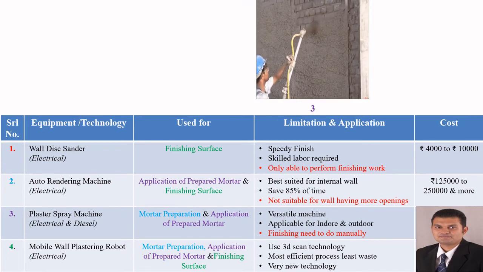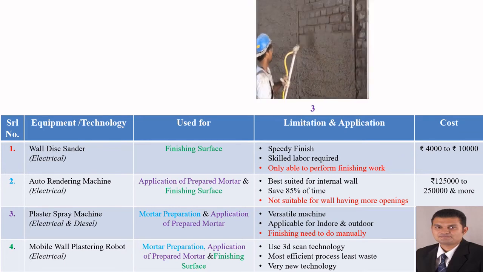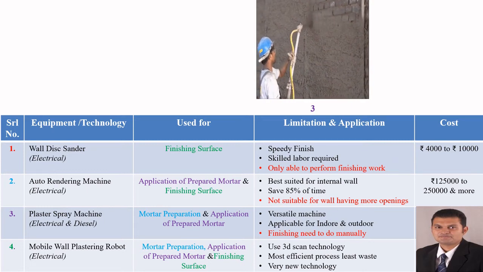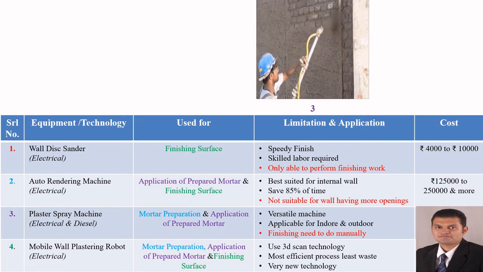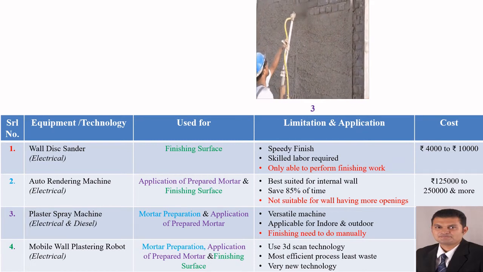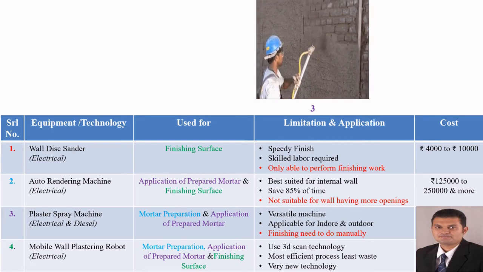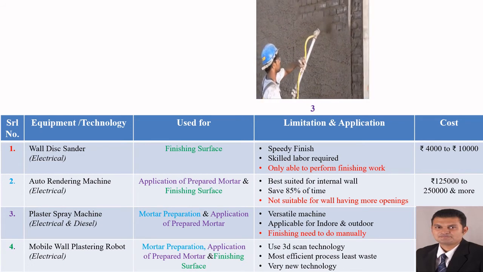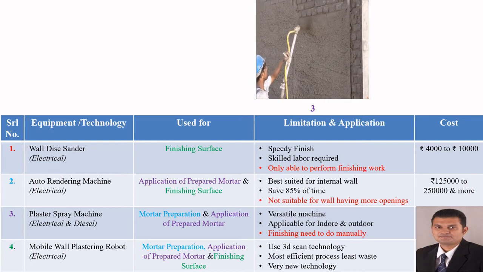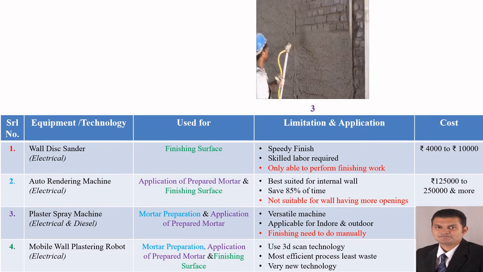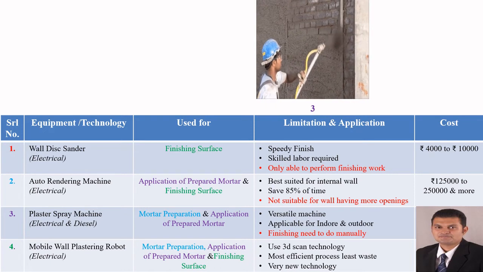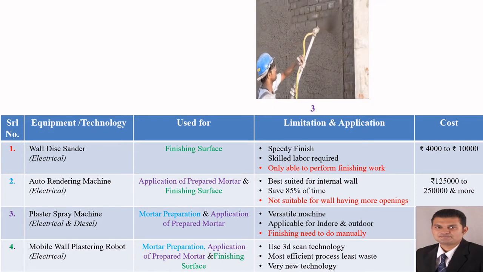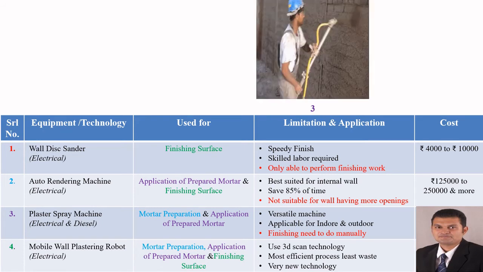The third technology is the plaster spray machine. This is a very versatile machine. It can easily be used for mortar preparation and application of the prepared mortar. It is versatile for indoor and even external plastering work. But the only limitation is that after using this machine we also need to do the finishing manually or by using some other technology. I have not quoted any cost for this because the cost varies drastically depending on the manufacturer.